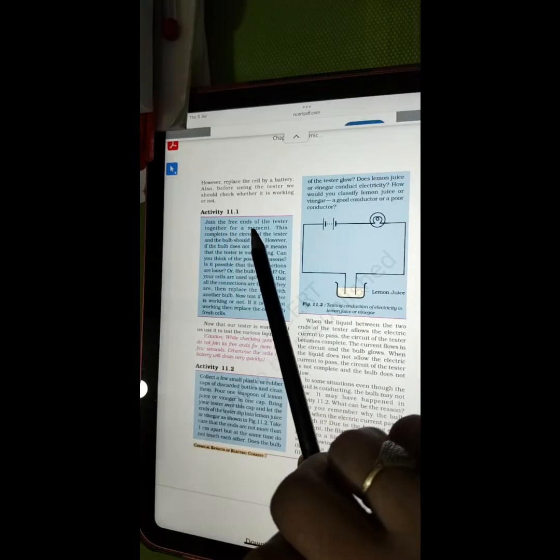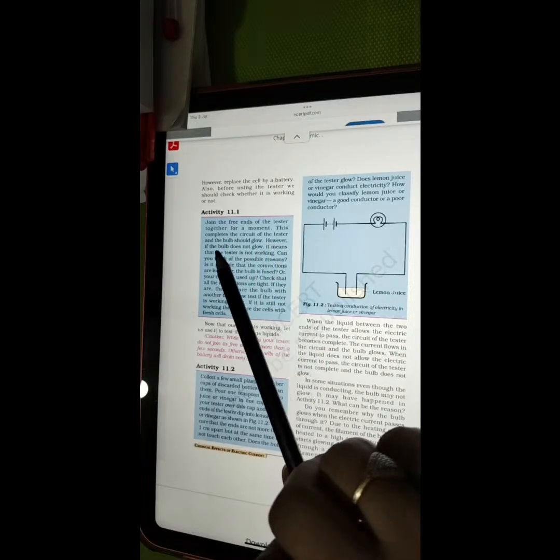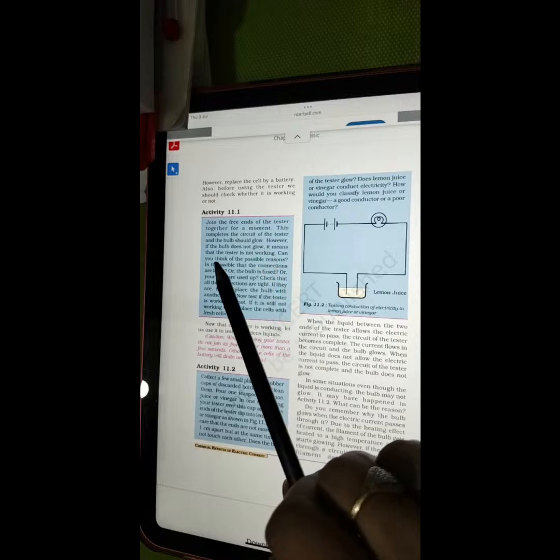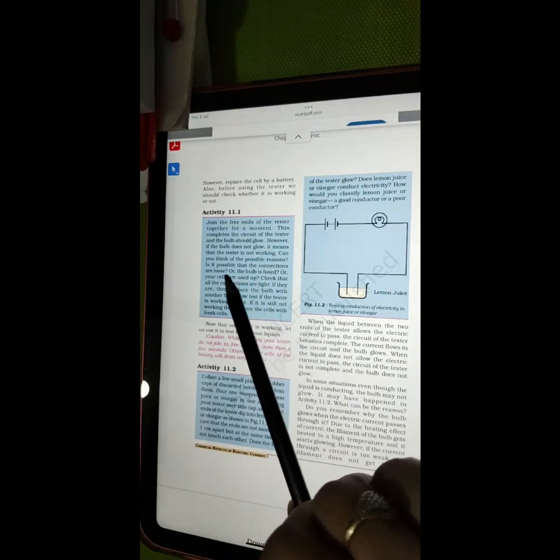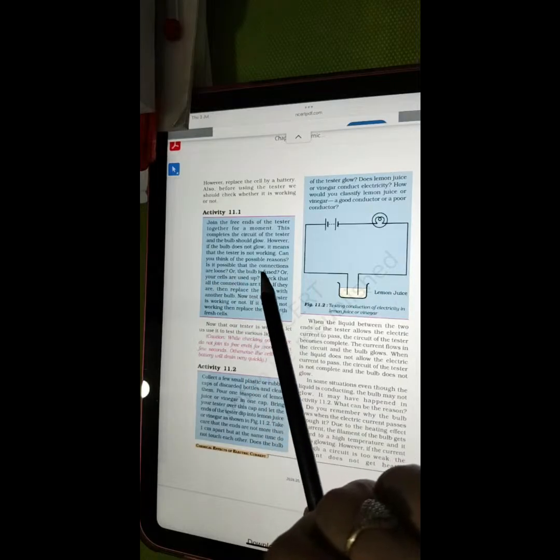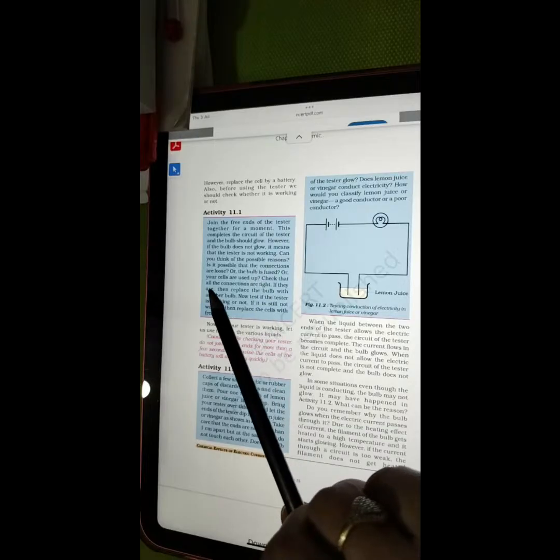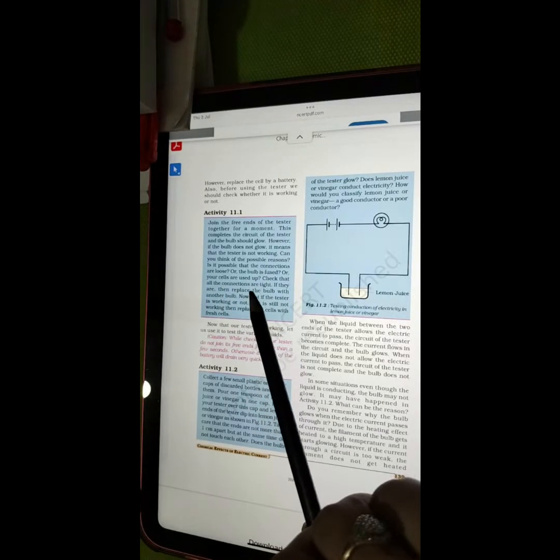Activity 11.1. Join the free ends of the tester together for a moment. This completes the circuit of the tester and the bulb should glow. However, if the bulb does not glow, it means that the tester is not working. Can you think of the possible reasons? Is it possible that the connections are loose, or the bulb is fused, or your cells are used up?